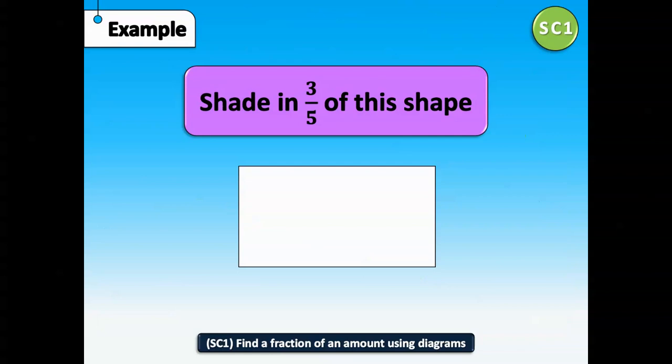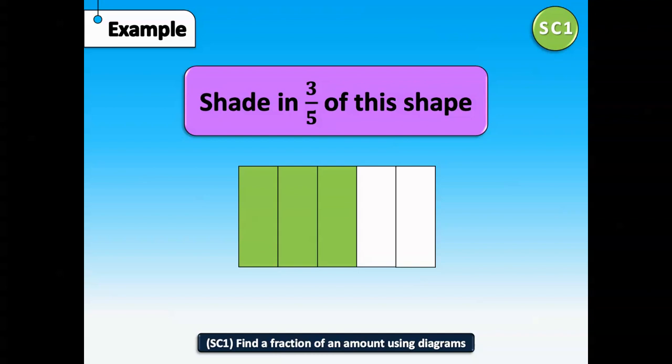So if we were asked to shade in 3/5 of this rectangle, we need to start by splitting the shape up into 5 equal parts. Now the important thing here is that each part is equal, so we split it up into 5 equal parts. And then to shade in 3/5 of the shape, we shade in 3 of the rectangles, like so. So we've shaded in 3/5 of this shape.